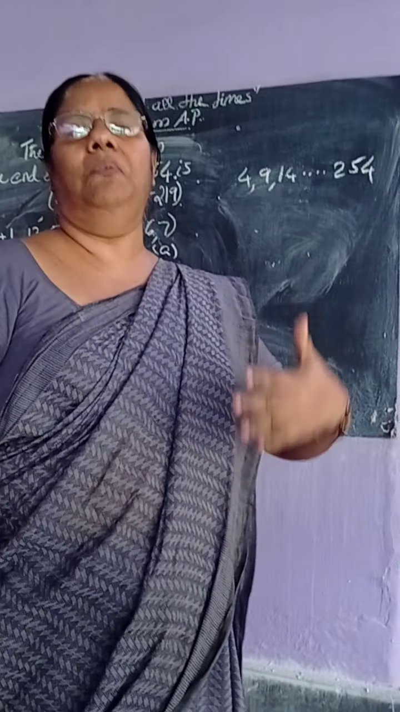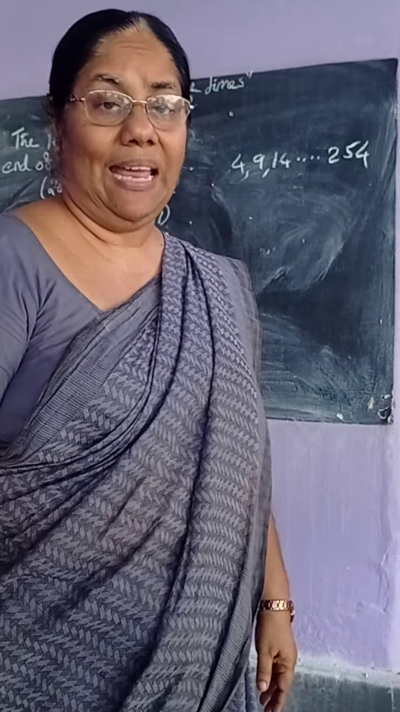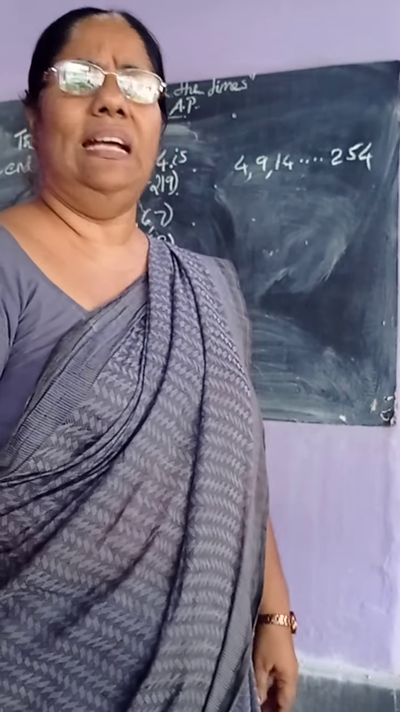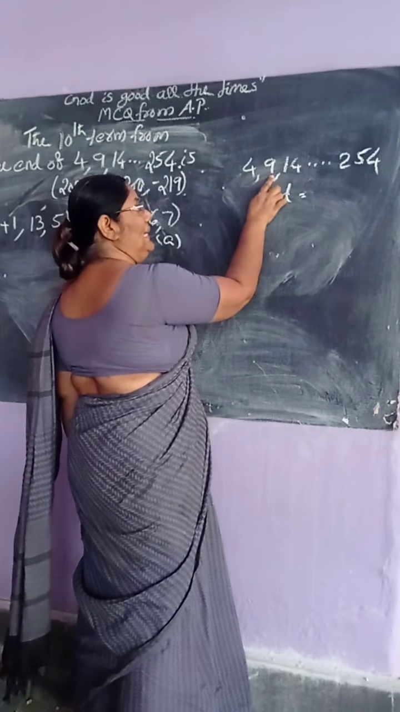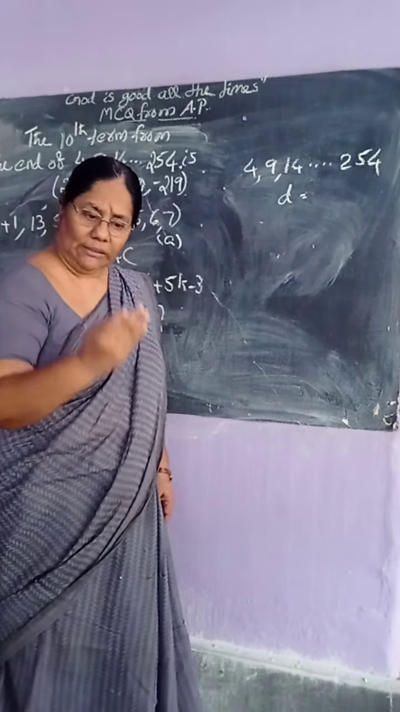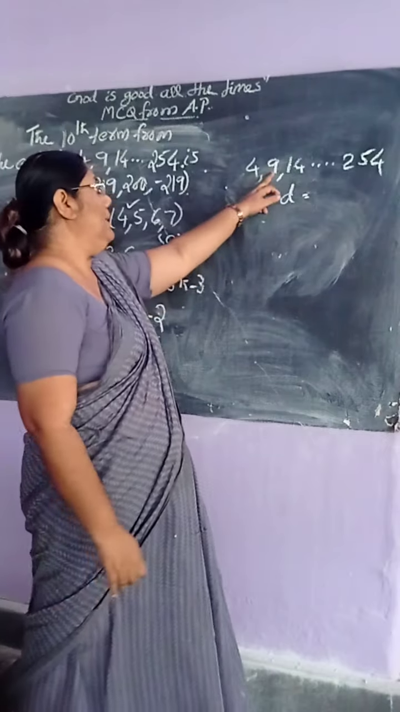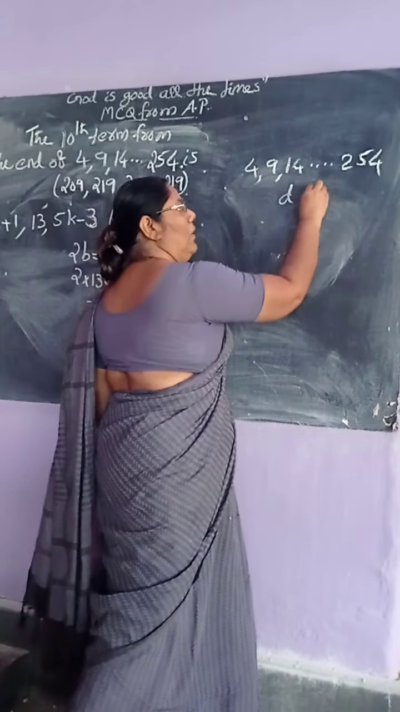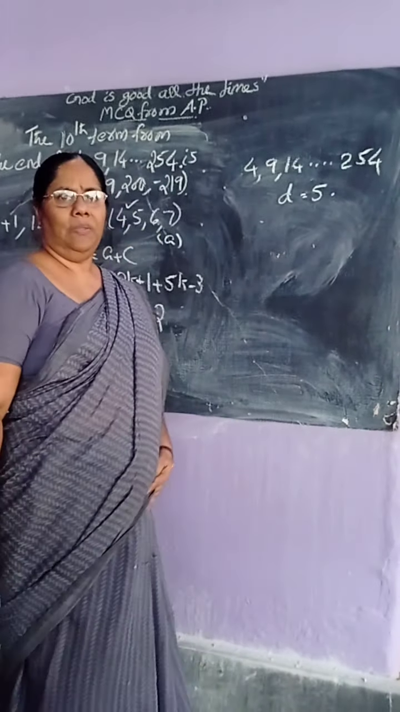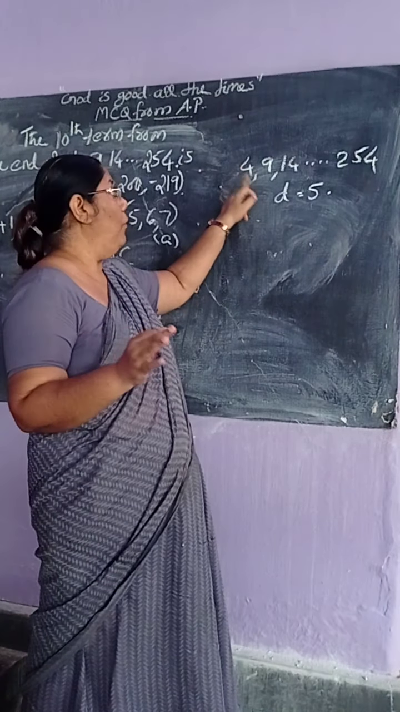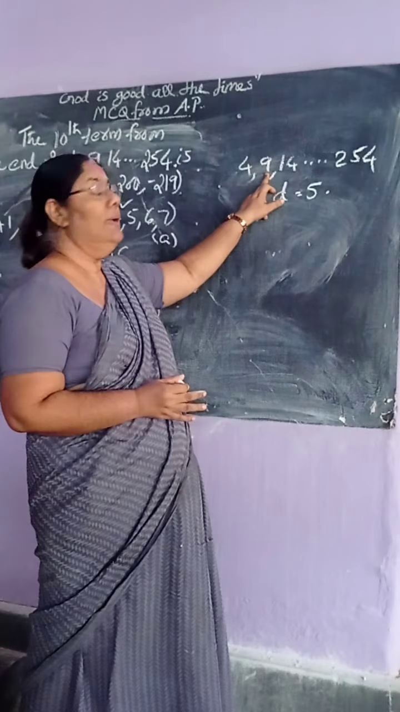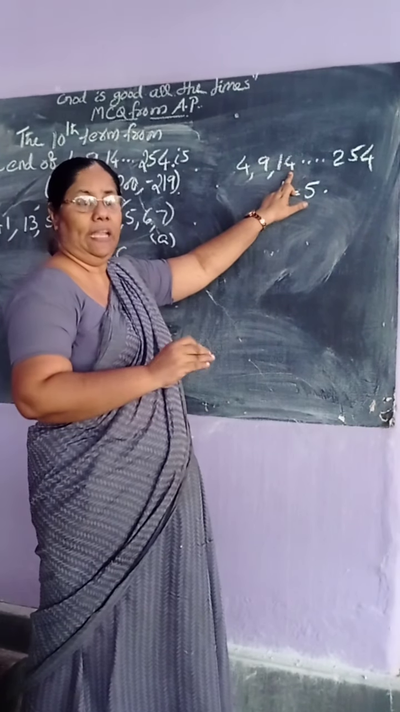Not from the first. Understand? Look here. Can you say what is that d here? d means second term minus first term or third term minus second term. 9 minus 4 gives 5. If you take 4 as the first term, 4 plus 5 gives 9, 9 plus 5 gives 14, and so on.